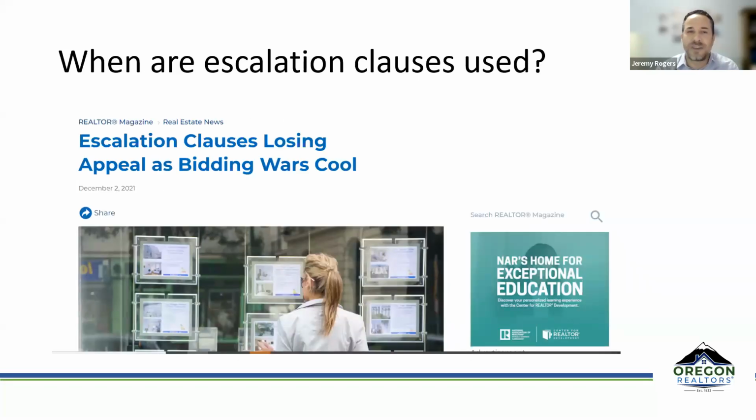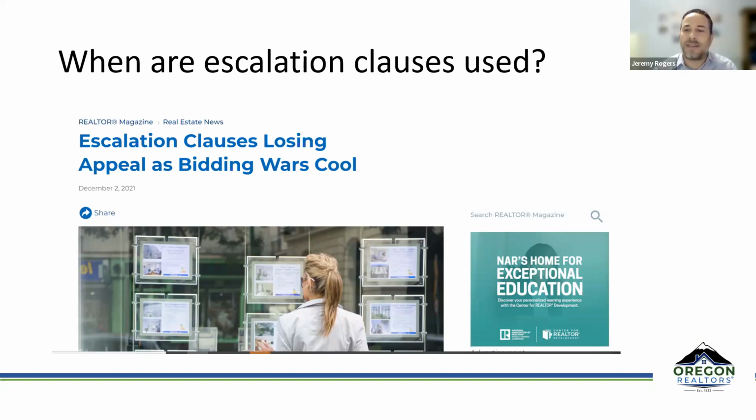When are these used? Oftentimes they're used in highly competitive markets. Okay, and if it's not a highly competitive market, most of the time the buyer is not going to want to put themselves at risk of having to pay more than their base offer price for the home. So it is used as a strategy to help a buyer compete when there might be bidding wars for the home.